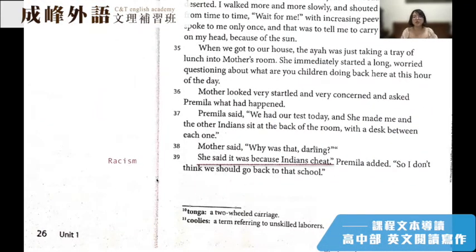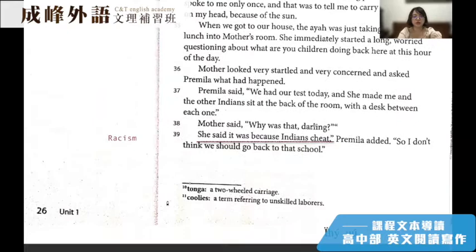So a couple more examples talk about the cultural, about the racial, and here is one more. She said it was because Indians cheat, so that's when Pramila went home and told her mom that she will not go to the school anymore. "I don't think we should go back to that school." So there is racism happening towards these Indian students. Okay, so that's our reading here.